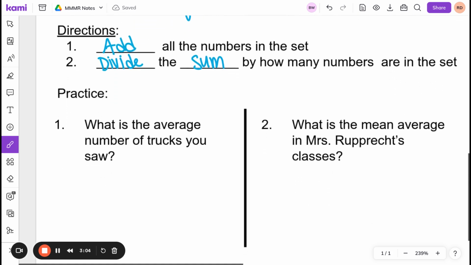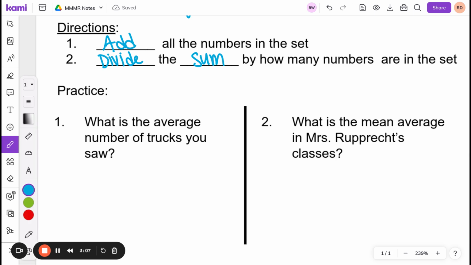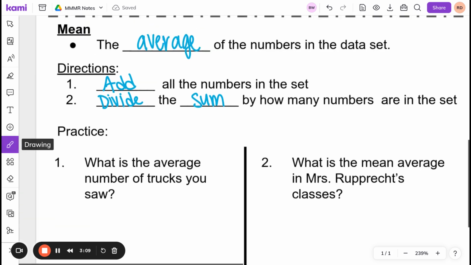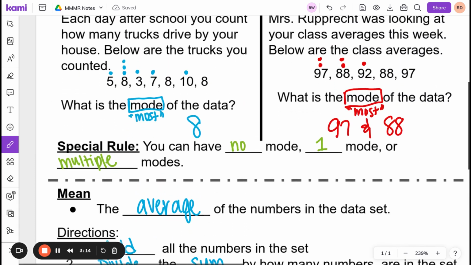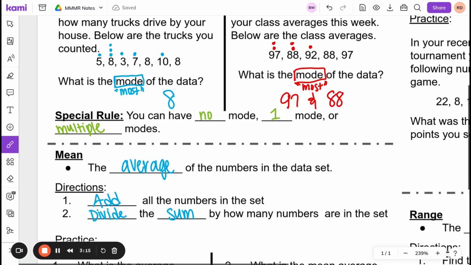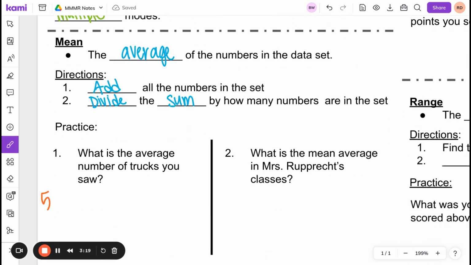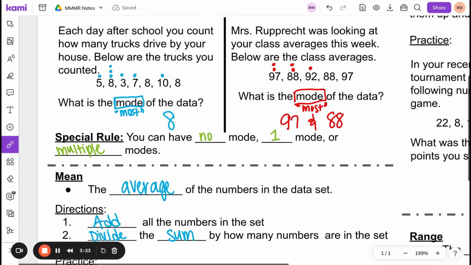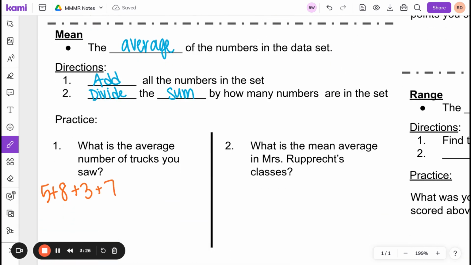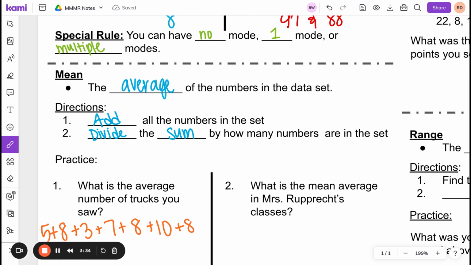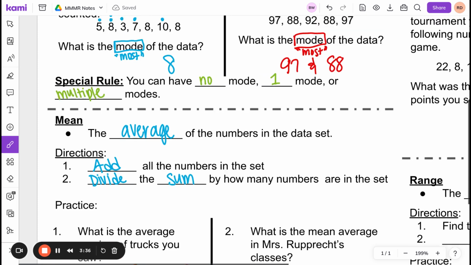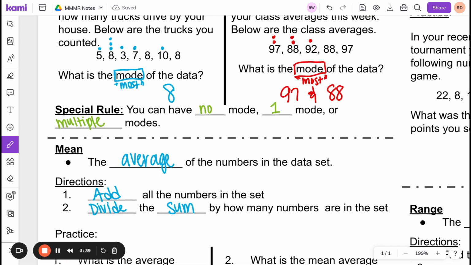So practice question 1 says, what was the average number of trucks you saw? So this is actually going to go back up to the top where we were talking about the trucks. I'm going to zoom out so I can do this a little better. We have 5 plus 8 plus 3 plus 7 plus 8 plus 10 plus 8. So 1, 2, 3, 4, 5, 6, 7. Got them all.